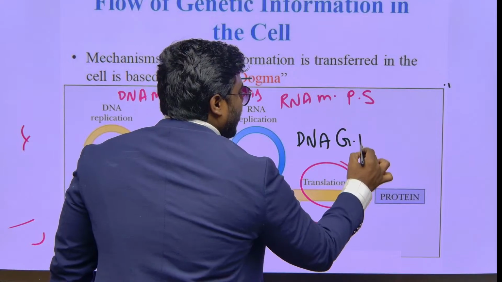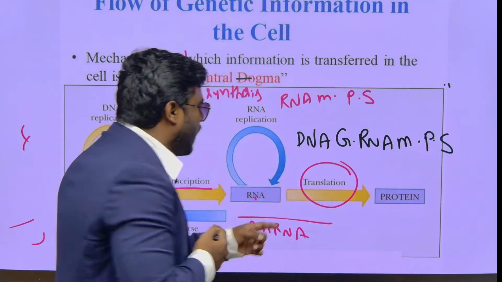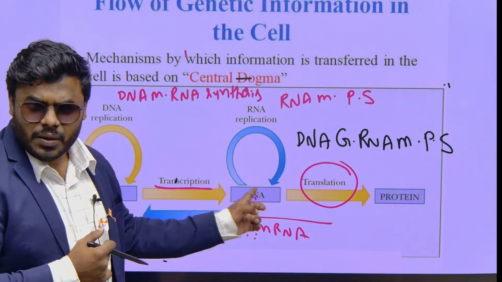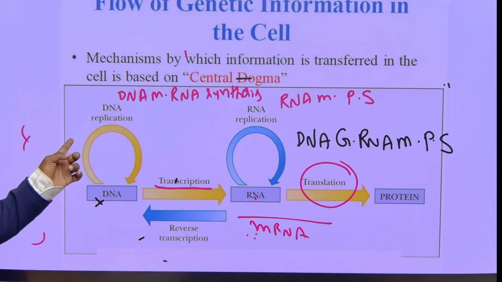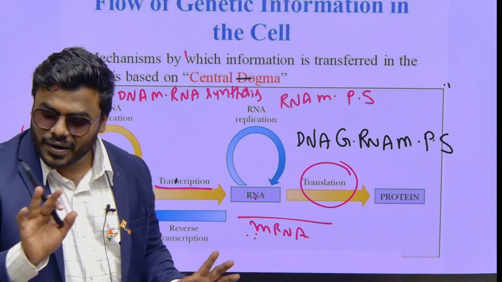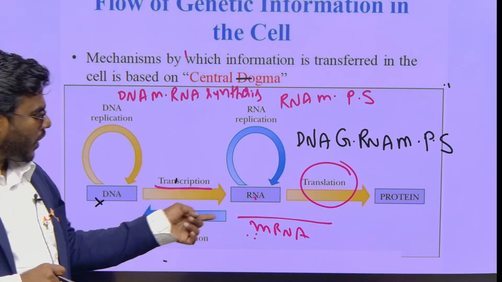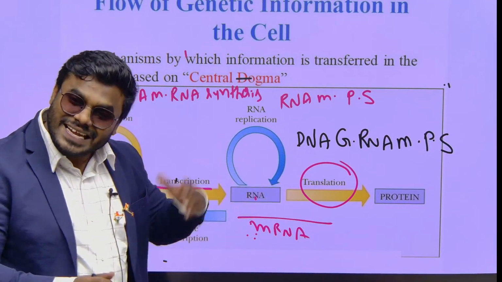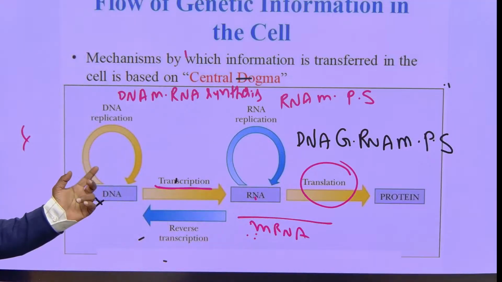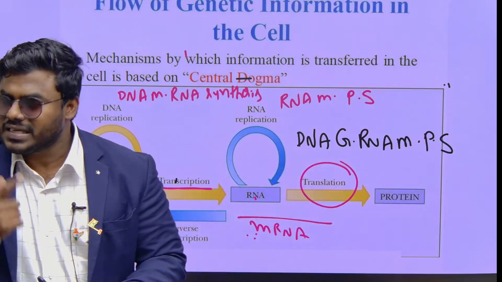DNA guided, RNA mediated protein synthesis, also called translation. Because every information is coming from DNA, everything is under the control of DNA. Correct? But to synthesize the protein, we do not require DNA directly. What we require directly is RNA. Indirectly we require DNA. That's why it is called DNA guided and RNA mediated protein synthesis.